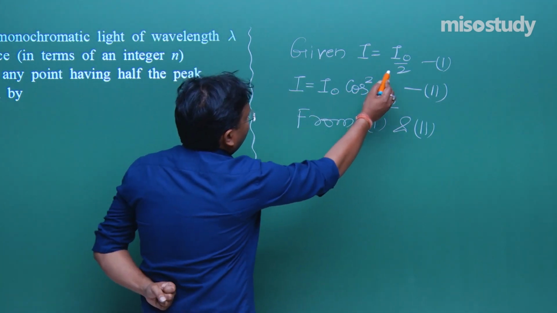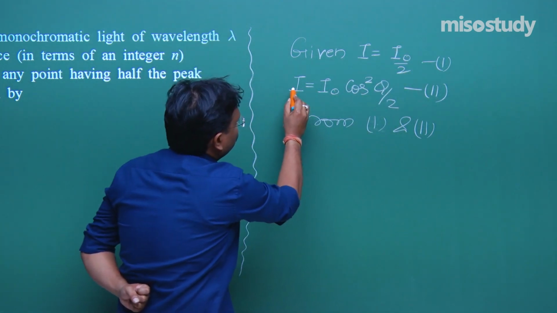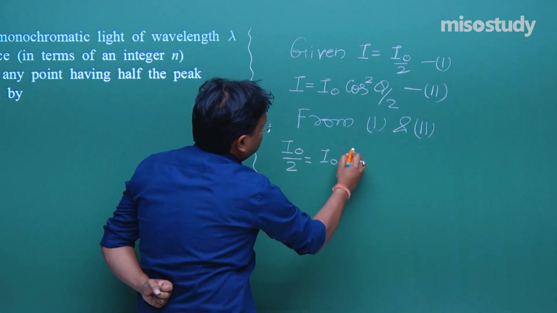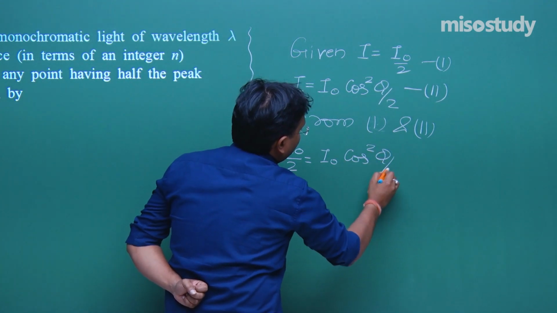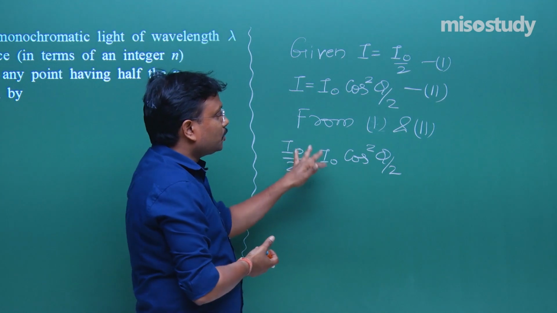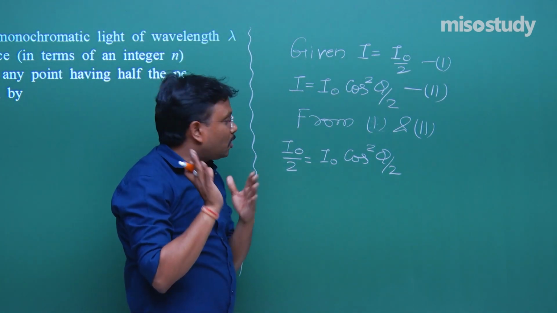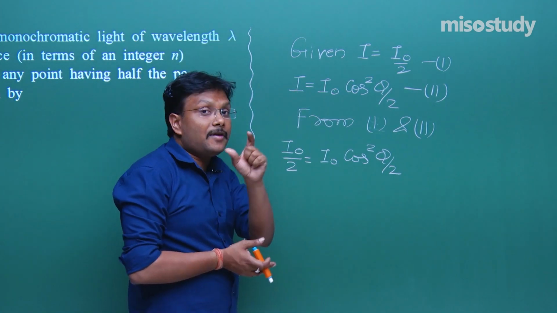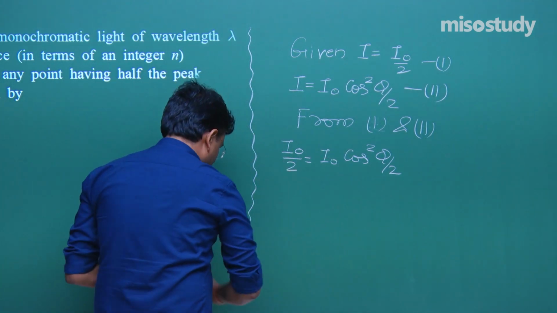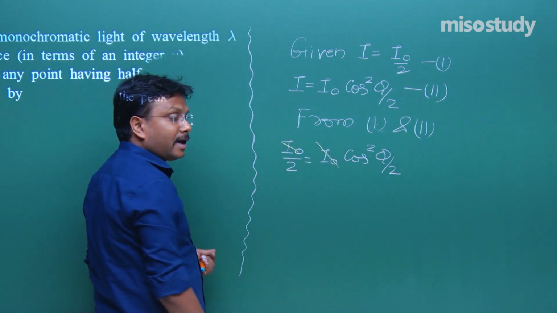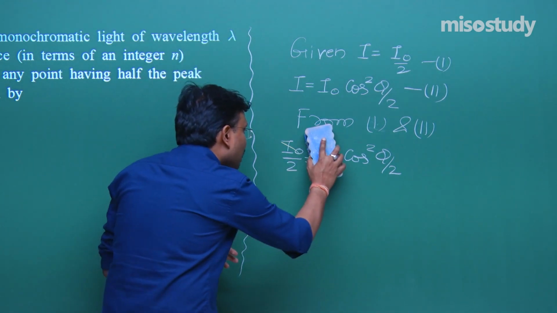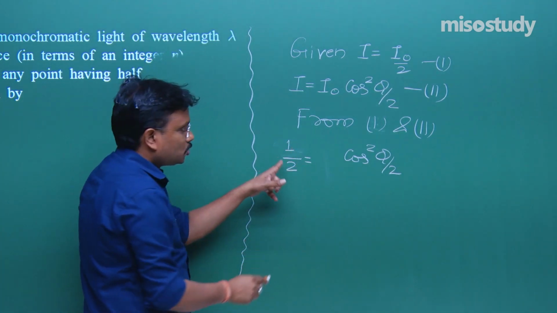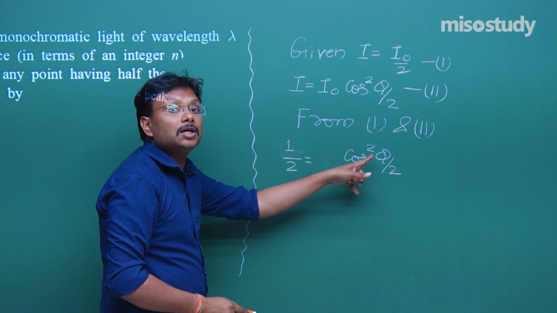So, from here, if you put I naught by 2 over here, what I can write down is I naught cos square phi by 2. Although I should not elaborate up to this level, because it is the first question, that is why I am elaborating. Otherwise, I would directly mention the value of phi. Now, this I naught cancels. So what is left is 1 by 2 cos square phi by 2.